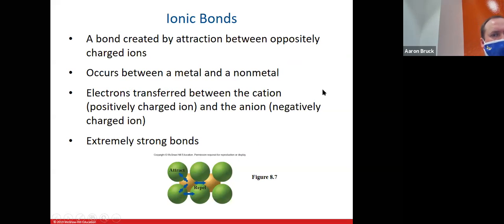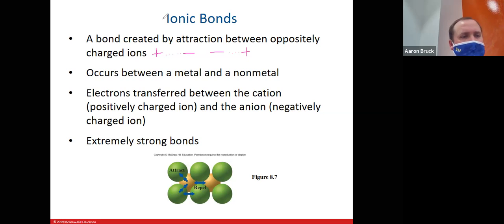So let's look at ionic bonds a little bit more closely. Ionic bonds are created by attractions between opposite charged ions. So I've got a positive charge attracting a negative charge. I've got a negative charge attracting a positive charge, and so on. Ionic bonds tend to occur between metals and nonmetals, and they do so in the following way. The electrons in the cation, which is usually the metal, are given away to the nonmetal to form an anion.